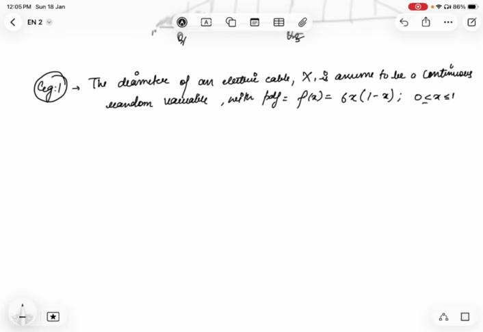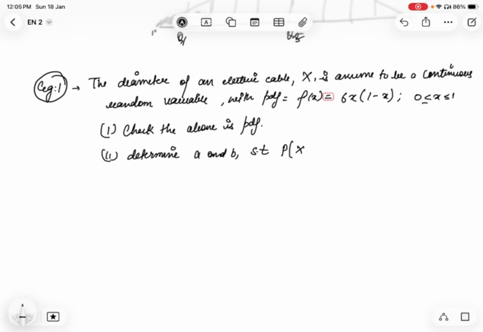See, in statistics, whenever you solve a probability question, please specify the range. Because if the range is not specified, then your probability density function is not defined. Now the first question is: check that the above is a PDF. And the second is: determine a and b such that the probability of X less than b is equal to the probability of X greater than b. Now, this is a very good question.